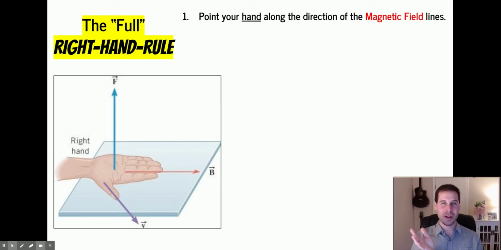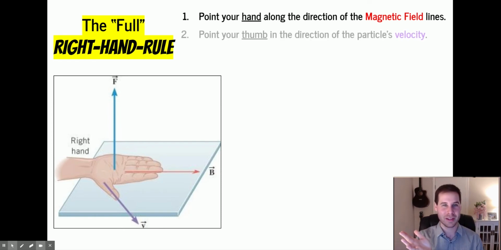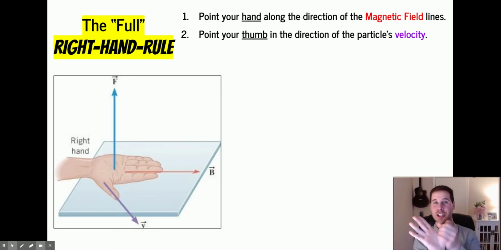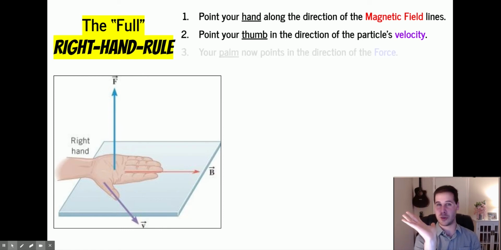So point your hand along the direction of the magnetic field lines. Number two, point your thumb in the direction of the particle's velocity. Now, this is actually so far very similar to the original right-hand rule because your thumb was where the charged particles were going, and your fingers were representing the magnetic field. So we're still kind of doing the same thing. But now there's a third element. We have our hand nice and flat, ready for this third piece of the puzzle.